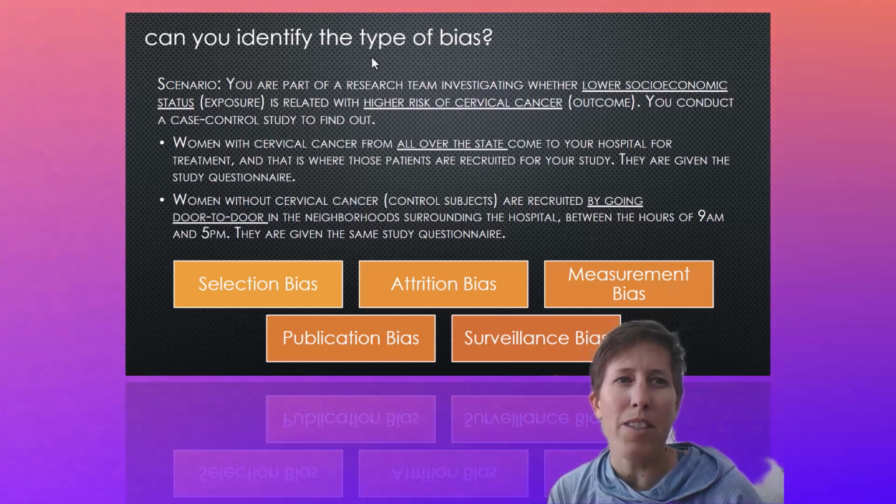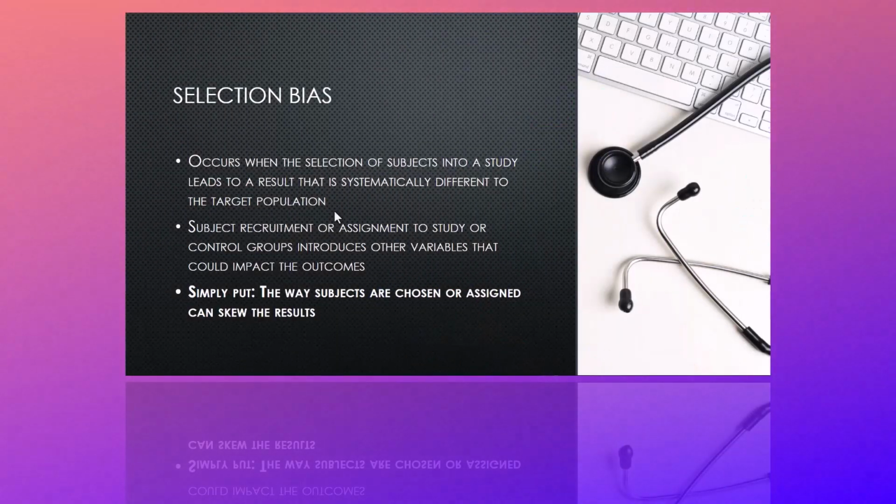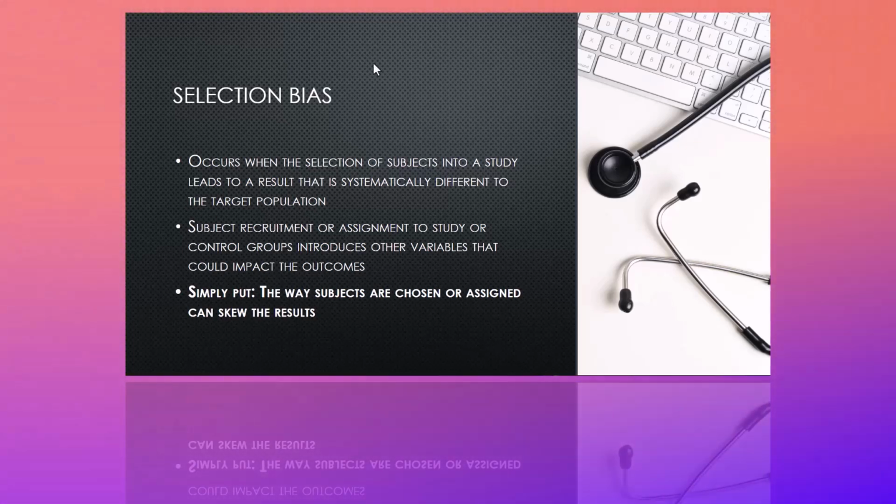Let's look into all of these. Let's start with selection bias. Selection bias occurs when the selection of subjects into a study leads to a result that is systematically different to the target population. So essentially, simply, the way subjects are chosen or assigned can skew the results.